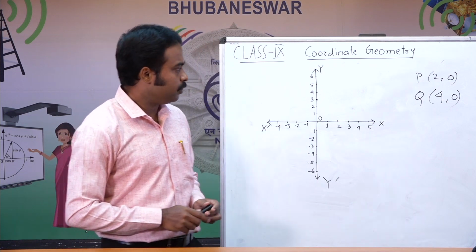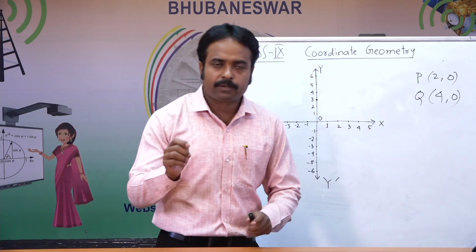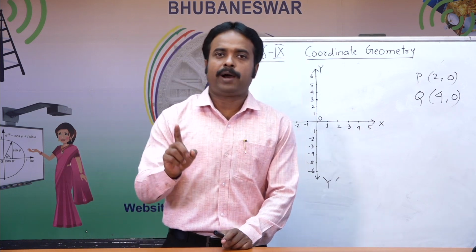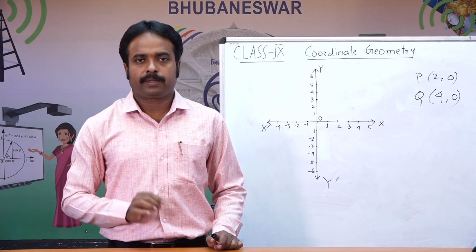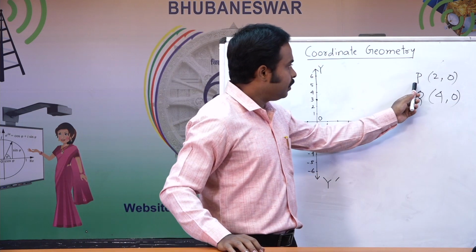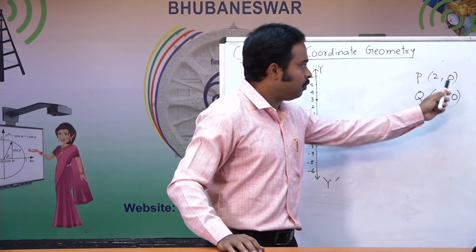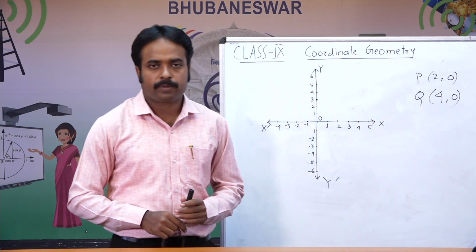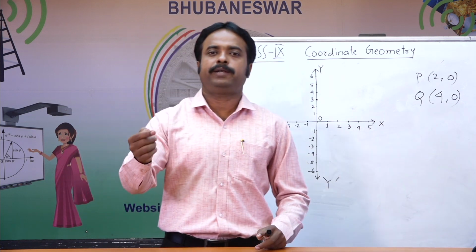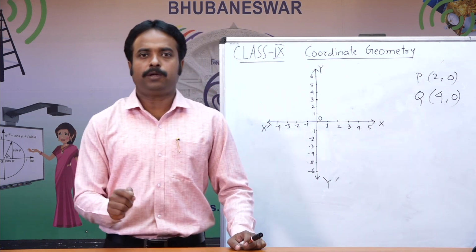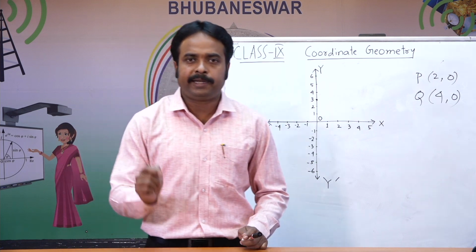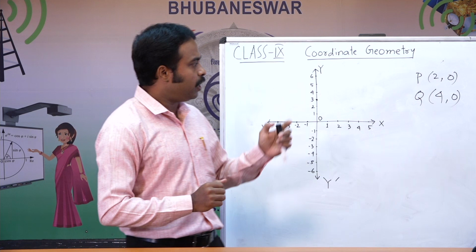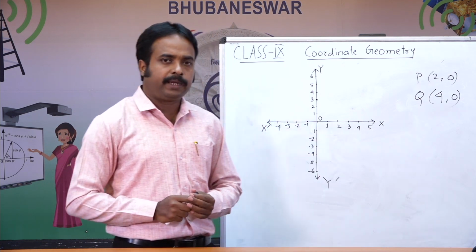So therefore, you may see, try to understand the question first. The question is, P and Q are 2 points already given. These 2 points are P, the coordinates of P are 2, 0, and the coordinates of Q are 4, 0. We have to find out another point R such that PQR will form a right triangle. To get this, first we have to plot the points P and Q.